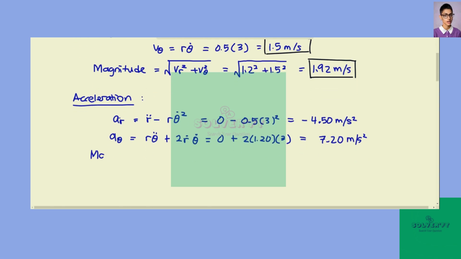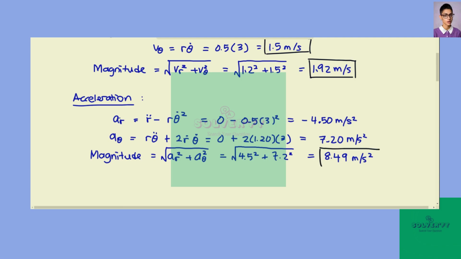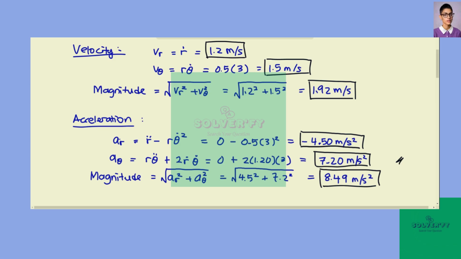And then the magnitude of acceleration is equal to the square root of ar squared plus a theta squared. This is equal to the square root of 4.5 squared plus 7.2 squared, and you get 8.49 meters per second squared. So this is the magnitude, and these here are the components of acceleration. And that's all for this question.